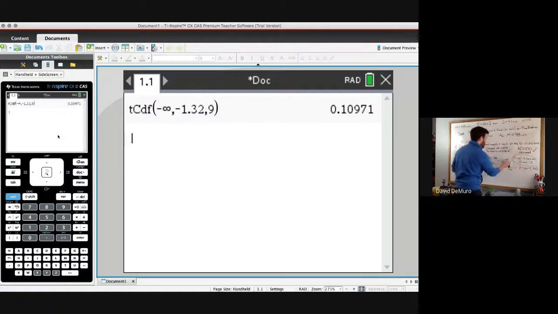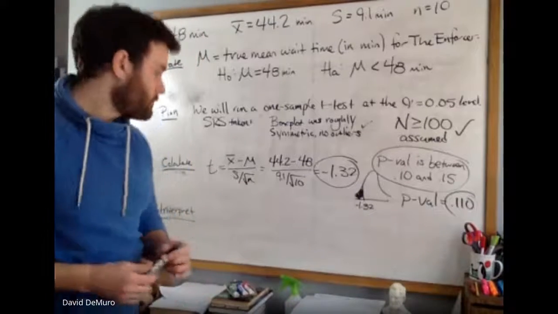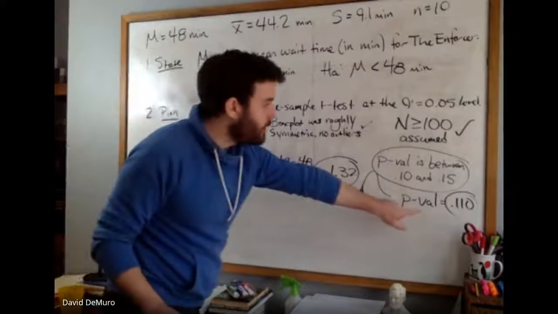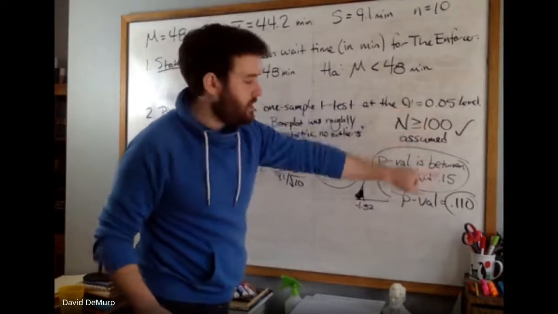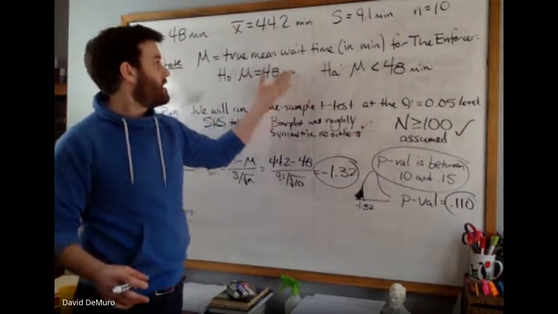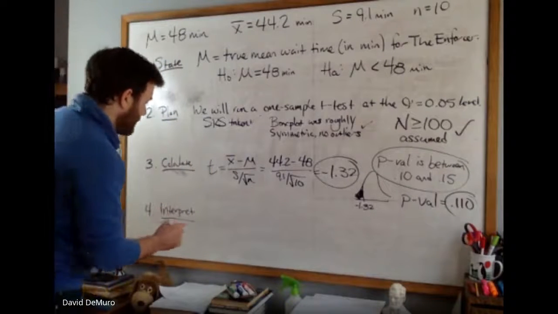0.110, there's our p-value. And just as we suspected, it fit right into that window between 0.10 and 0.15. Now that we have our test statistic and our p-value, in step 4, interpret that meaning. So now we'll compare this p-value to our alpha level, 0.05. And because it's greater than 0.05, that means we don't have enough evidence that the mean wait time has decreased. So we will fail to reject the null hypothesis.